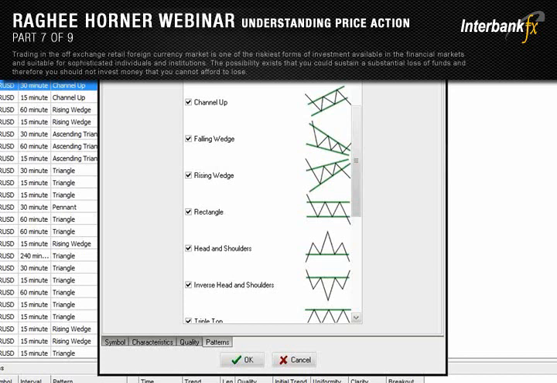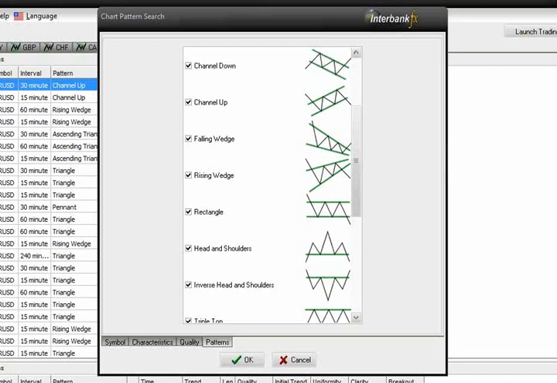Its importance is second only to price. It's a distant second, but it's second only to price. Okay? Head and shoulders and inverse head and shoulders, essentially this is a trend line. The neckline of a head and shoulders pattern is simply just a trend line.